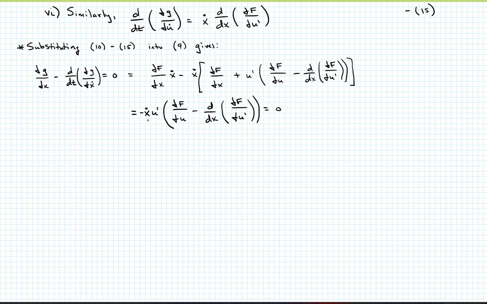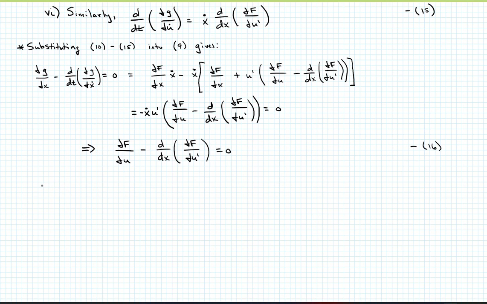So what does this mean? Well, it means either that x dot or u prime equals 0, which are effectively trivial solutions, or this quantity here equals 0. So the implication from this first equation, partial of g with respect to x minus d by dt of partial of g with respect to x dot, is that it leads to the Euler-Lagrange equation given in equation 2. Partial of f with respect to u minus d by dx partial of f with respect to u prime equals 0. So let's call that equation 16. Okay, so that equation led to the Euler-Lagrange equation. What does the other equation lead to?